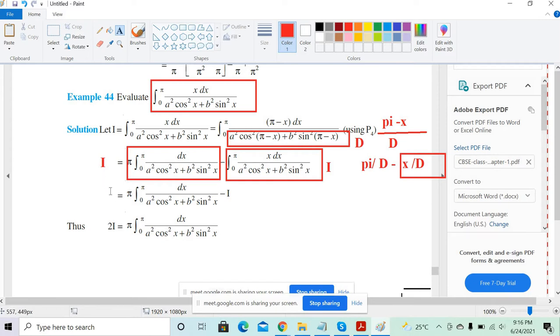So now this part is clear, Vijay? Yes, sir. This I part, you're transposing. This minus I, you transpose to this side, so you get 2I, correct? Yes, sir. Now you just have to integrate this part. The advantage you got is that the numerator became the constant pi, and only the denominator remains. Correct?